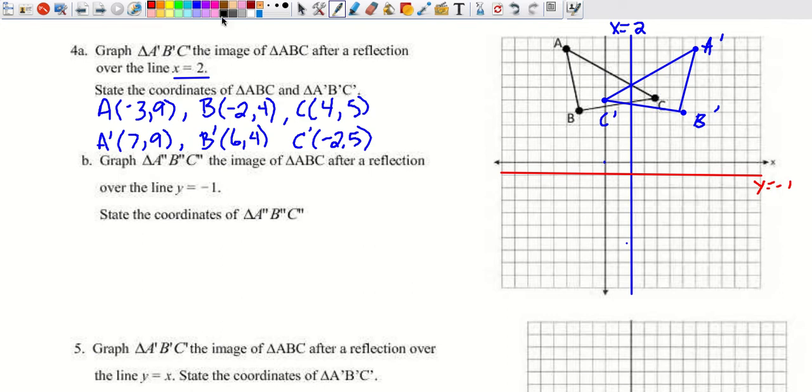All right, so the same rule applies though. Count from the point to my line. That starts above, so it's going to finish below. So it's 5 to the line, and then 5 past.